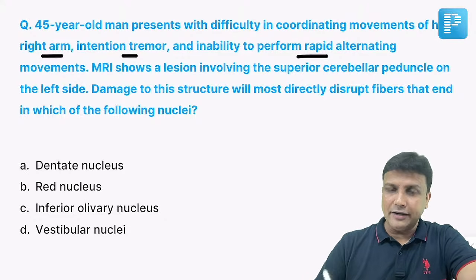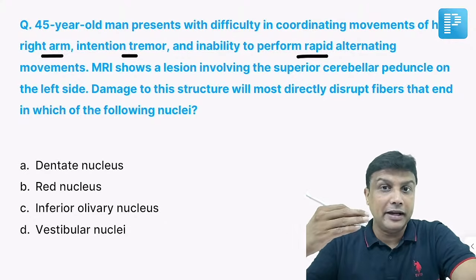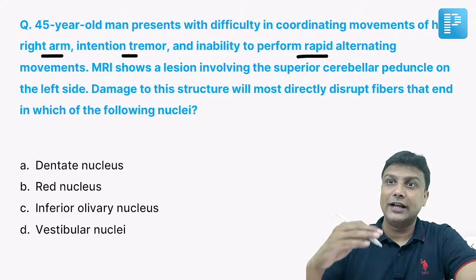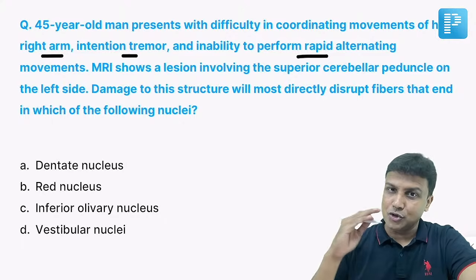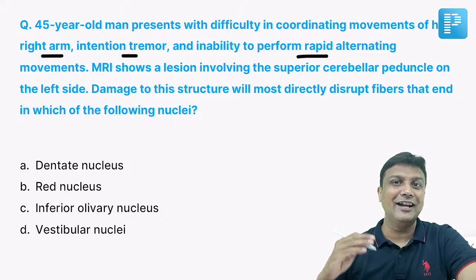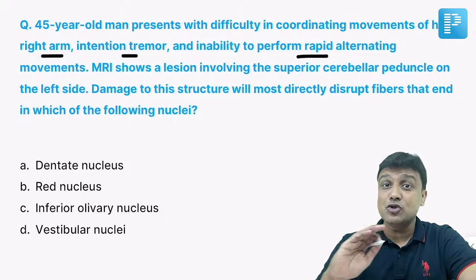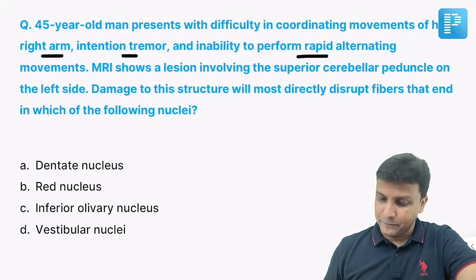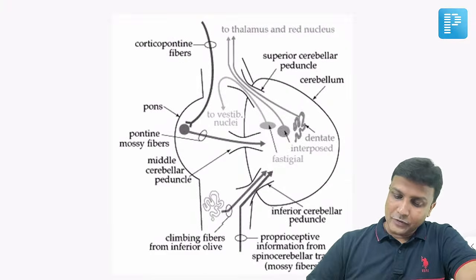Just now I told you that the cerebellum will be connected to the midbrain, pons, and medulla oblongata with the help of the cerebellar peduncles: superior cerebellar peduncle, middle cerebellar peduncle, and inferior cerebellar peduncle. Now here it is, the superior cerebellar peduncle. Okay, so remember this diagram here.